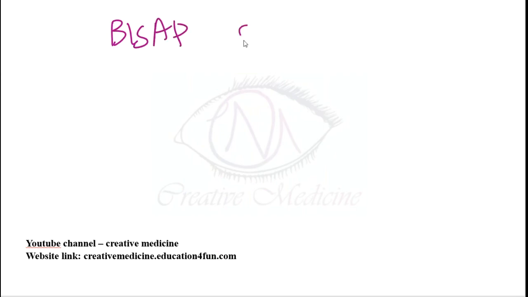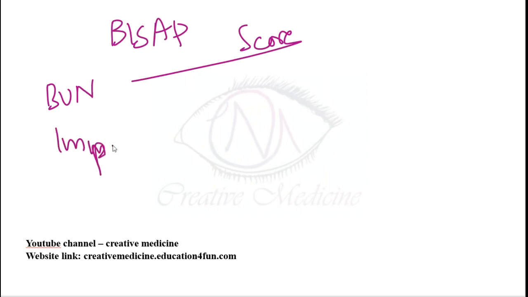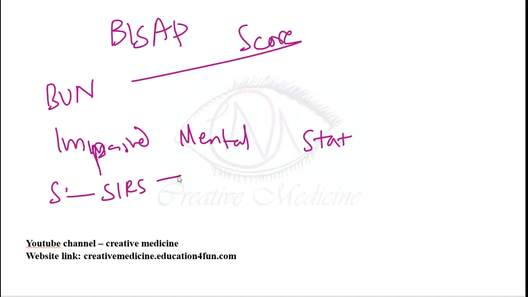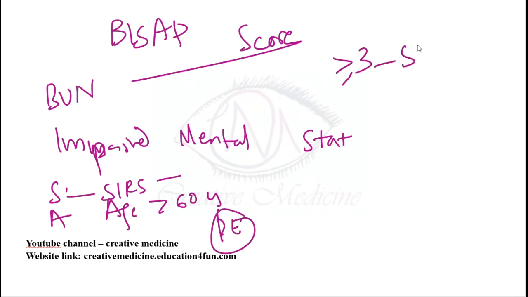Then we have the BISAP score. In the BISAP score, B is for blood urea nitrogen, M is for impaired mental status, S is for systemic inflammatory response syndrome, where temperature is more than 38 degrees Celsius or less than 36 degrees Celsius, heart rate more than 90 beats per minute, respiratory rate more than 20 per minute, WBC more than 12,000 cells per cubic millimeter or less than 4,000 cells per cubic millimeter, or more than 10% immature cells in the peripheral blood. Then A is for age more than 60 years, and P for pleural effusion. If more than 3 are present, then it is severe acute pancreatitis.